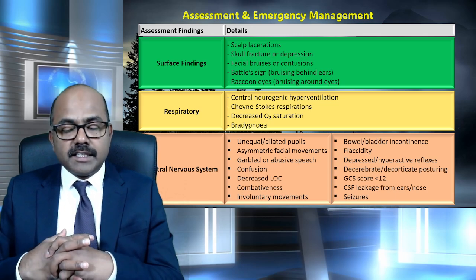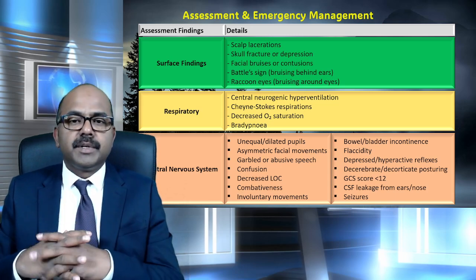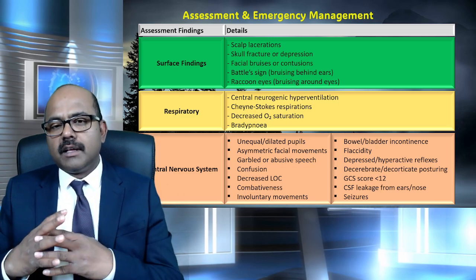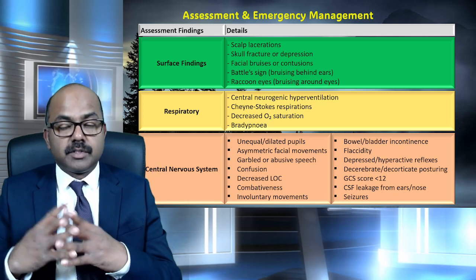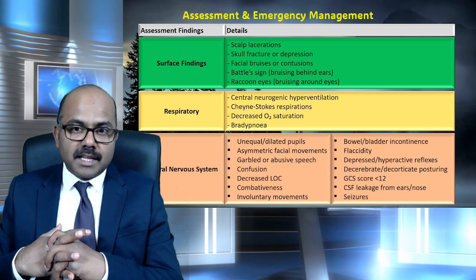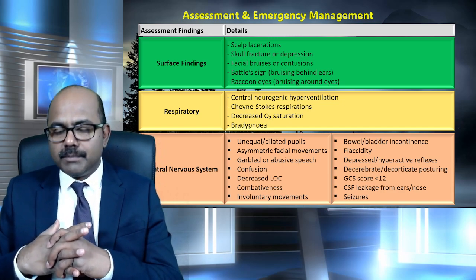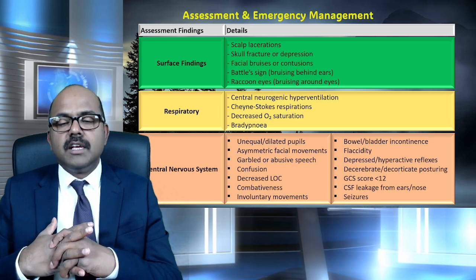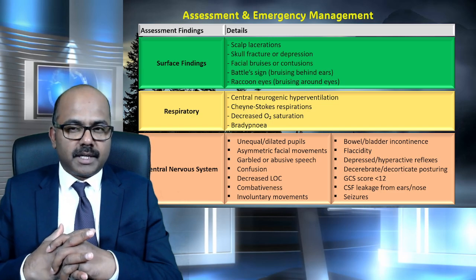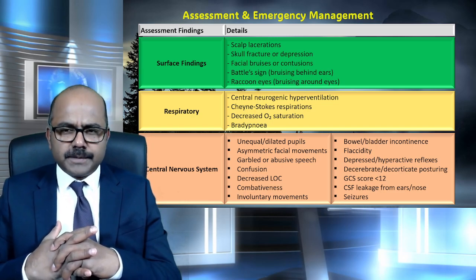If there is decreased oxygen saturation, always treat it, because in head injury we always aim for high oxygen levels to help the brain tissue survive. Look for bradypnea. That's a very bad sign. If the brainstem or midbrain is involved, there is a high chance the patient's respiratory centers can be depressed and cause bradypnea. So always look for that.